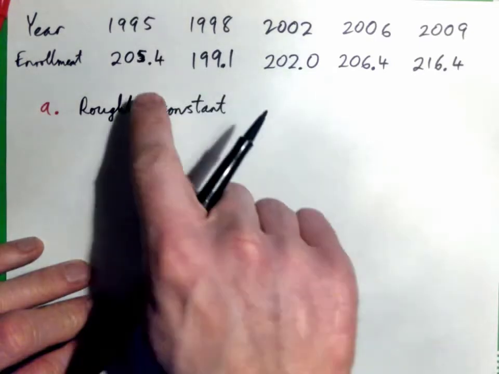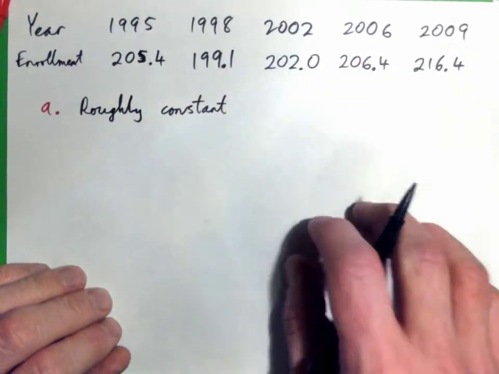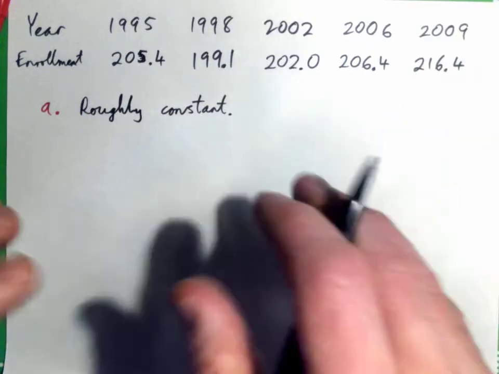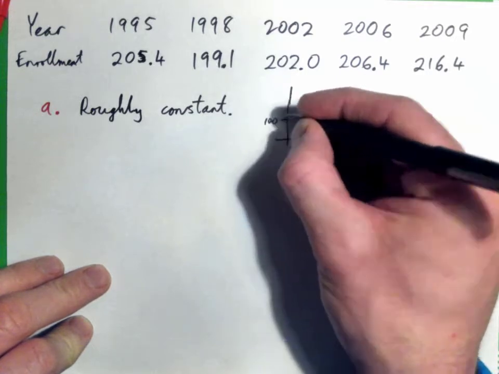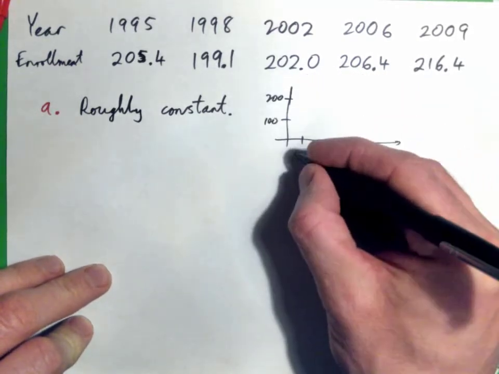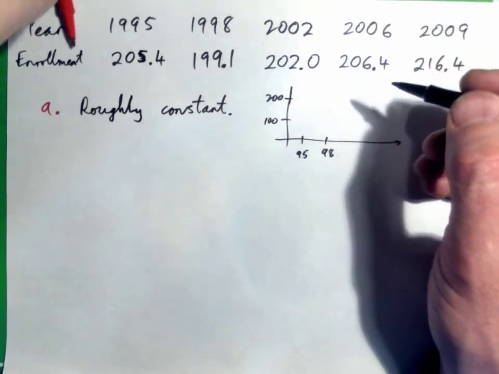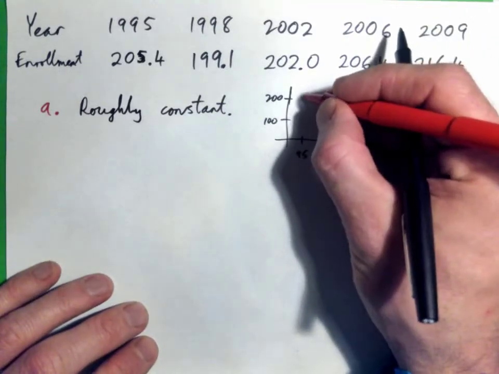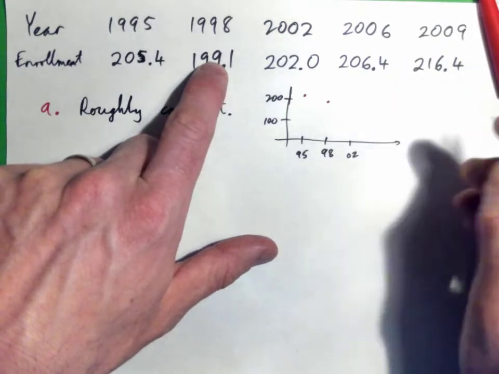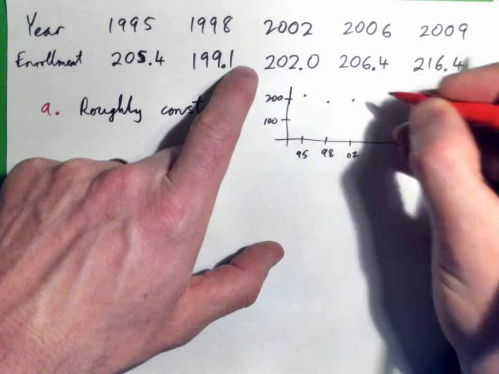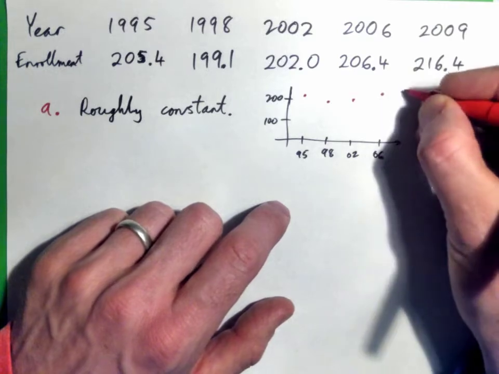I mean, I don't see a huge change really up or down. To me that's a roughly constant change. And if you kind of graph that, the graph would look pretty flat because you would have 100 here, 200 here, and you'd have your years down here, 95, 98 and stuff. And the graph would be just a little bit above 200, that's 205, around 298, and then 02 would be just a little bit above 200, and then in 06 it would be just a little bit more above.